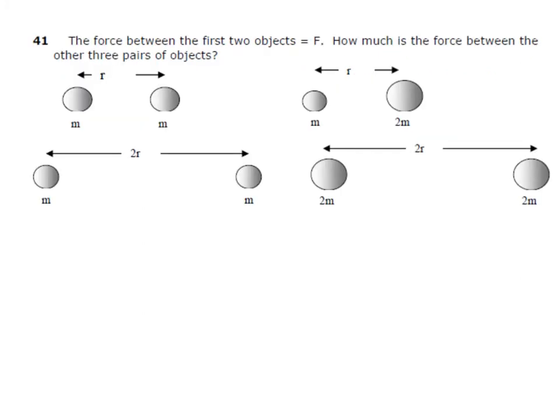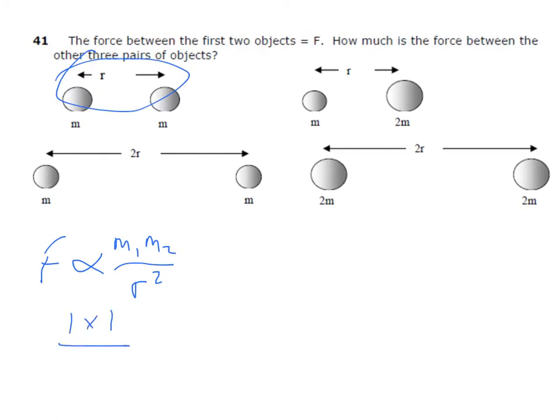Question 41. The force between the two objects is equal to F. What is the force between the other three pairs of objects? So looking at this first one, treat this like a ratio. Remember that force is proportional to m1 times m2 over the distance between them squared. So looking at the first two objects, we'll just treat them as our basis here, 1 over 1 squared. So now let's look at how these others change.